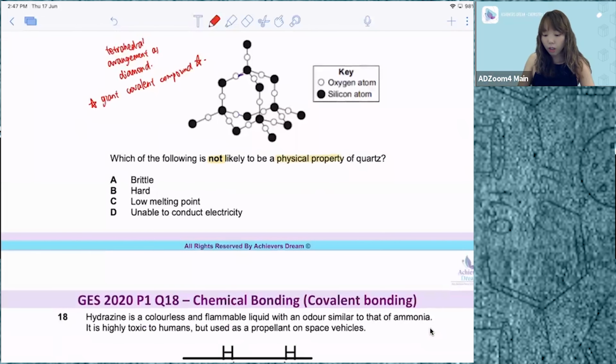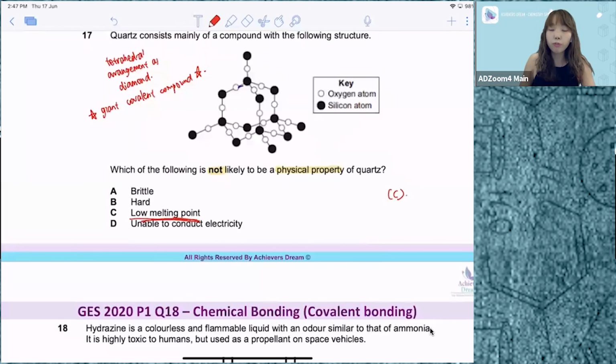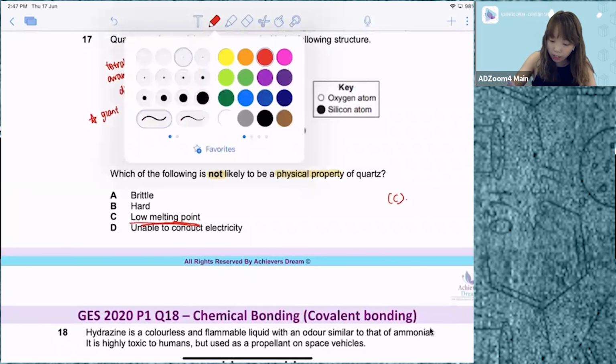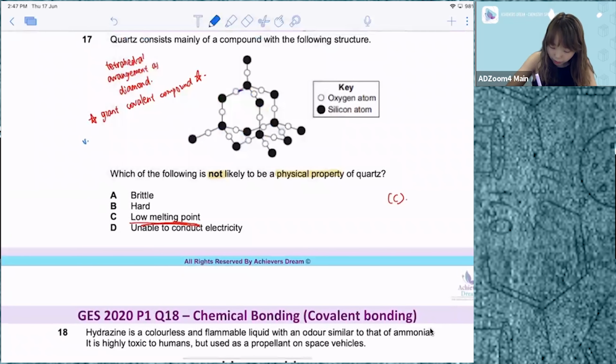The answer for this question is actually option C, low melting point. Why so? Because for giant covalent compounds, under physical properties, they have a very high melting and boiling point. I'm going to explain in terms of structure, attraction, and energy, SAE. For structure, giant covalent compound.